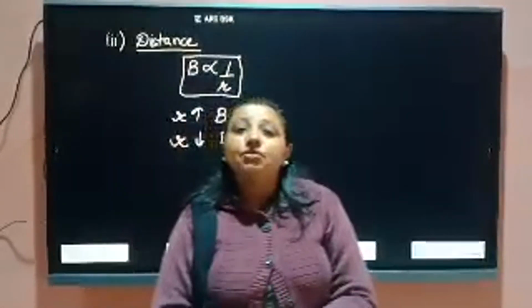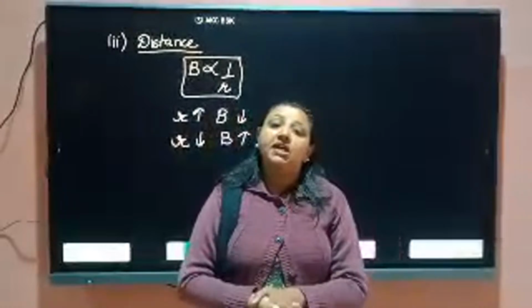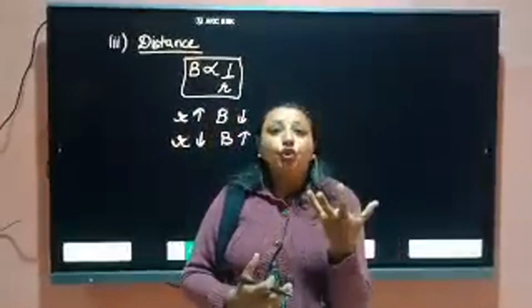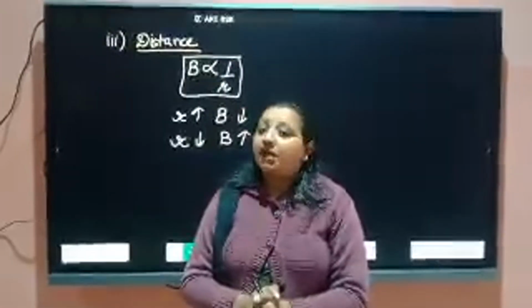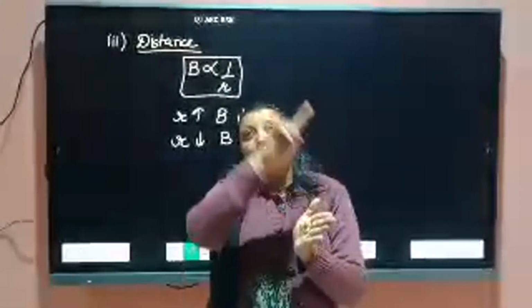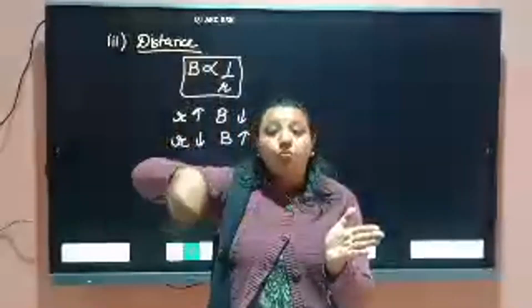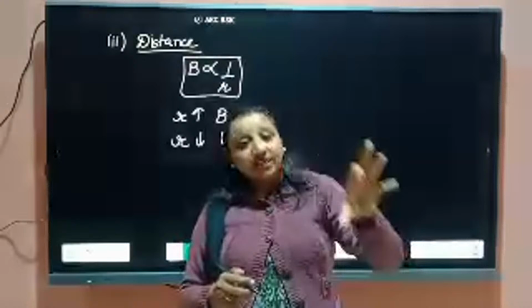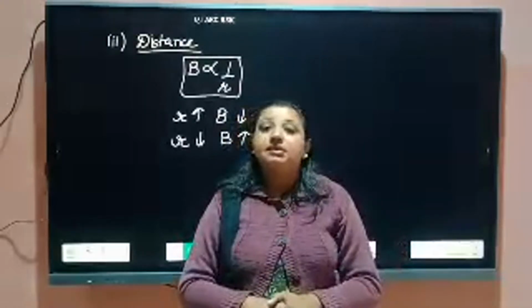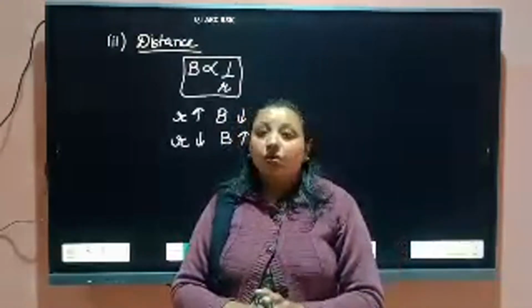So in today's lecture, what are the different topics which we have covered? What are the different rules? The magnetic field of a bar magnet: if we have a bar magnet, then the magnetic field will form closed loops in this way. The direction will be north to south outside the magnet and south to north inside the magnet.